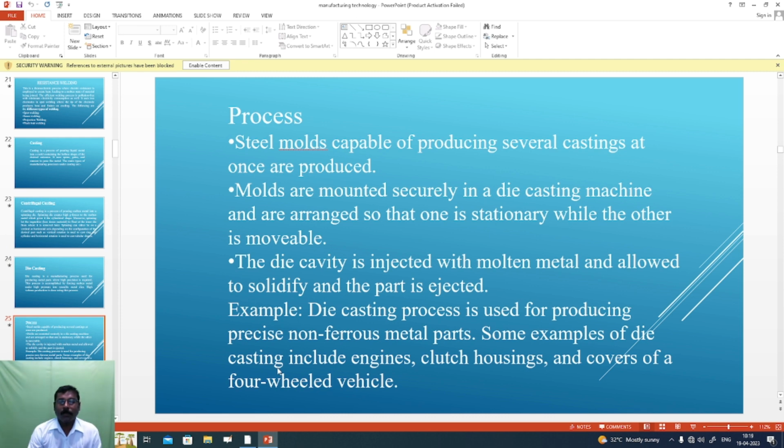So molds are mounted securely in a die casting machine and are arranged so that one half is stationary while the other is mobile. The die cavity is injected with molten metal and allowed to solidify, and the part is ejected. For example, the die casting process is used for producing non-ferrous metal parts. Some examples of die casting include engines, clutch housings, and covers of four-wheeler vehicles.